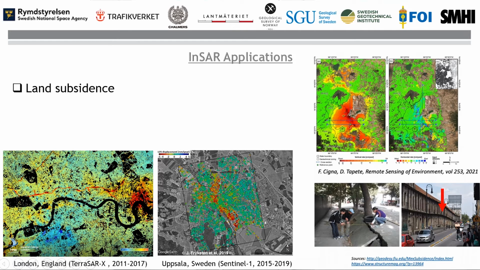And here we have the displacement map of London, England, created by TerraSAR. You can see the red line is related to the underground construction, related to, let's say, tunneling for the train. And we have some blue color and red color here. It's mostly related to other projects.